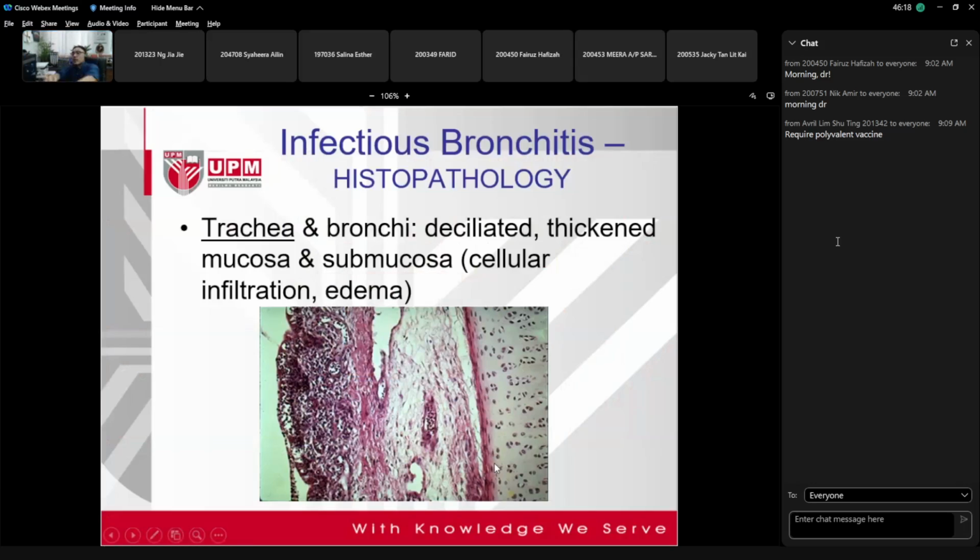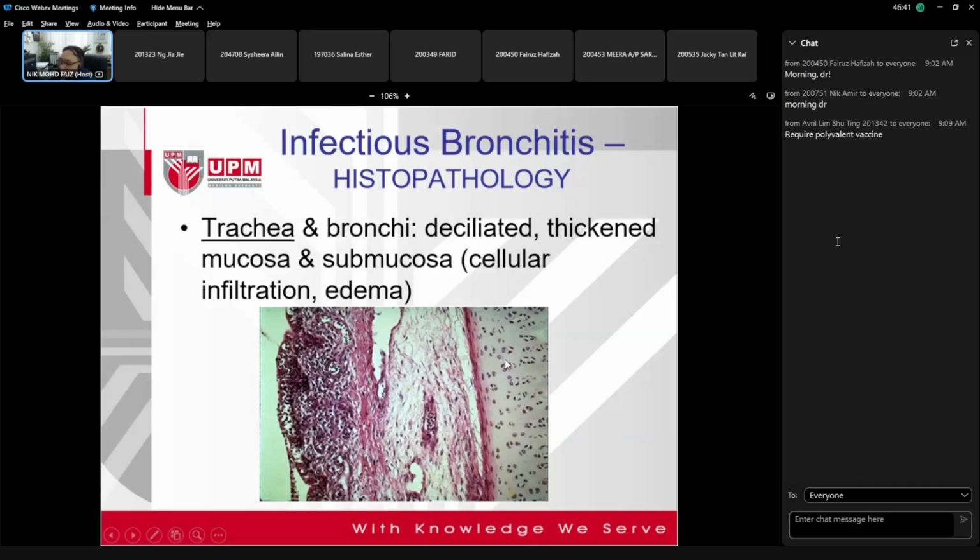If you do histology, what you expect to see on the trachea and bronchi are desiccated, thickened mucosa and submucosa with cellular infiltration and edema. You can see here, okay, nampak kan? Kalau you nampak histology, you nampak cartilage macam ni tu, okay, and then lining of mucosa macam ni. So this is the trachea.